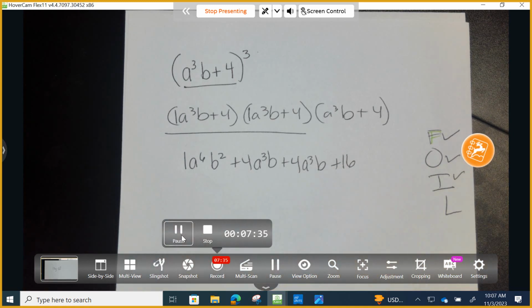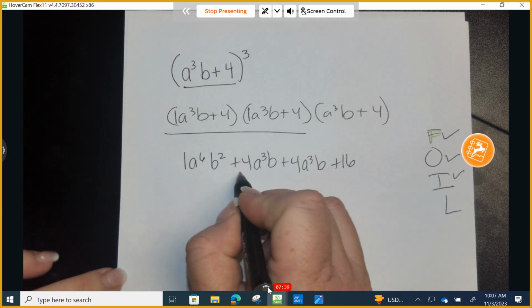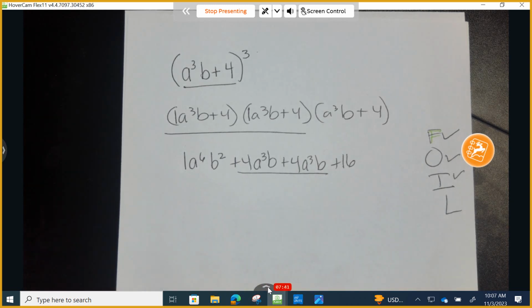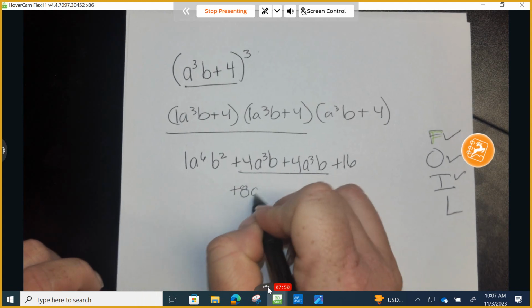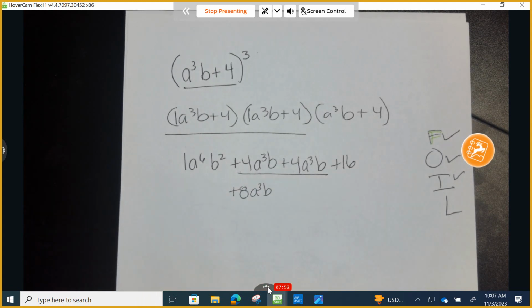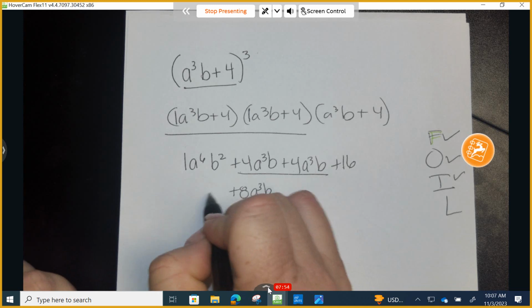Now, of these, there are 4 different terms, and of these 4, 2 of them can be combined, these 2, because they have the exact same variables and corresponding exponents. Otherwise, we couldn't combine them. So positive 4 and positive 4 is positive 8. The variables and the exponents as we combine by adding and subtracting remain exactly the same.